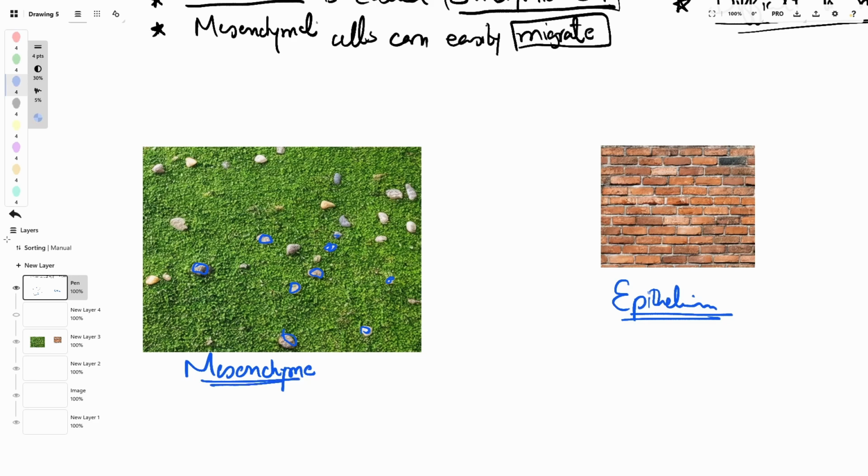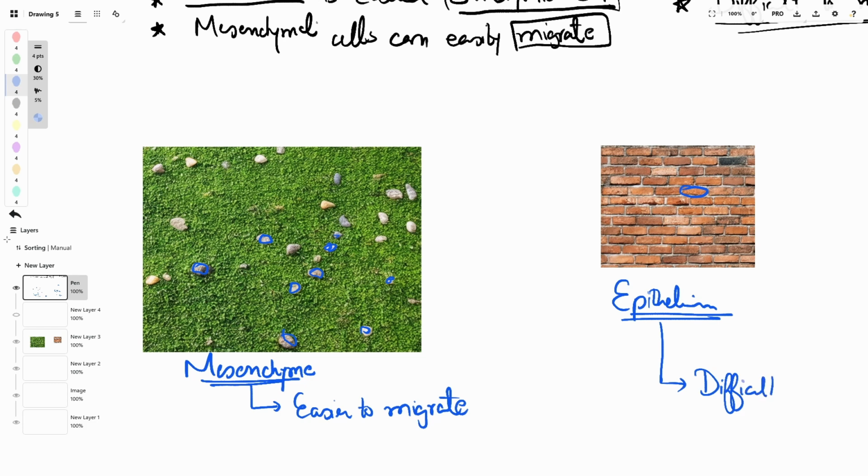Now if I ask you, what will be easier? Will it be easier to pick a brick from here and move somewhere else, or will it be easier to pick a stone or pebble from here and move it somewhere else? So your answer will be, of course, these pebbles. So I hope now you understand why these are easier to migrate. They have excellent and remarkable migration potential, and these are fixed mostly. They are difficult to migrate.